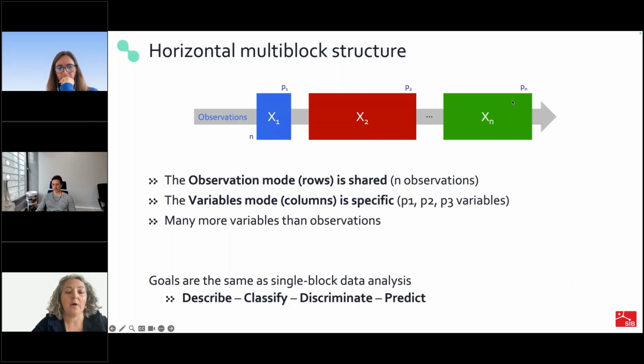In the omics generally, and those methods are well suited for this, we have many more variables than observations. And the goals are the same as for single block data analysis. We want to describe, we want to classify, discriminate, or predict the data with the data.